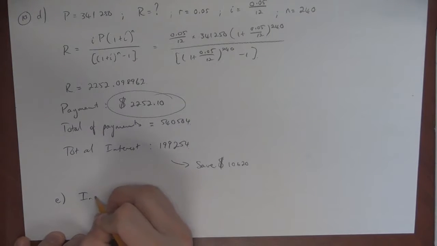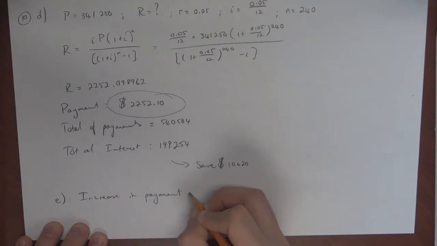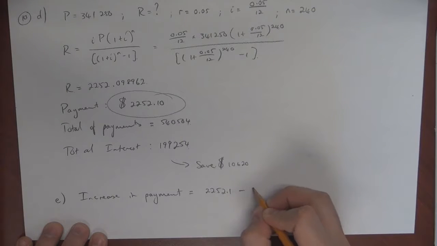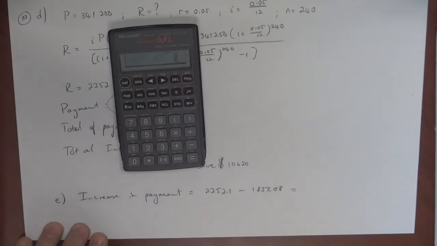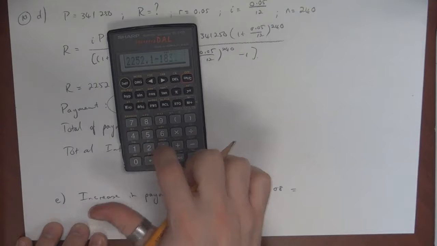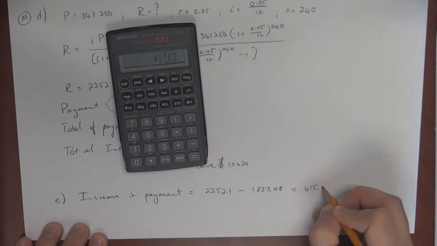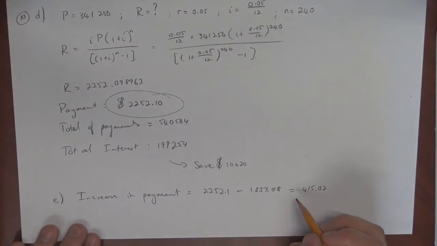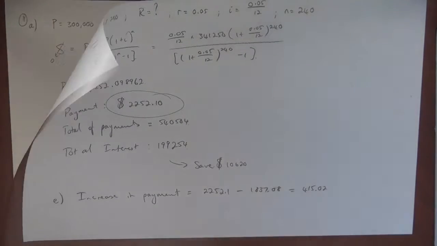So the increase in my payment is 2252.1 minus 1837.08. What is that? 2252.1 minus 1837.08, 415.02. So if I make larger payments, getting the loan off sooner, I save in interest.